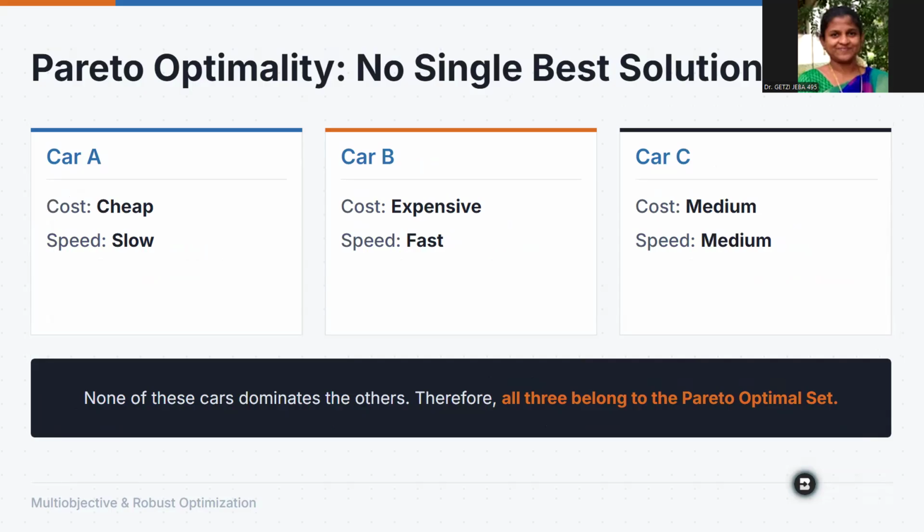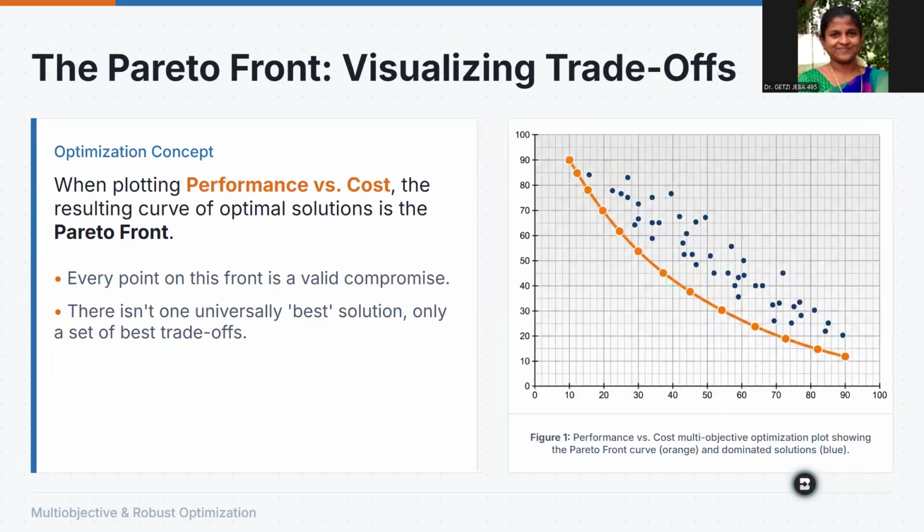So among all these cars, none of the cars dominates the other. If you see their performance, all three belong to the Pareto optimal set. Right? There is no single best solution. None of them can dominate the other. That is what Pareto optimality is.